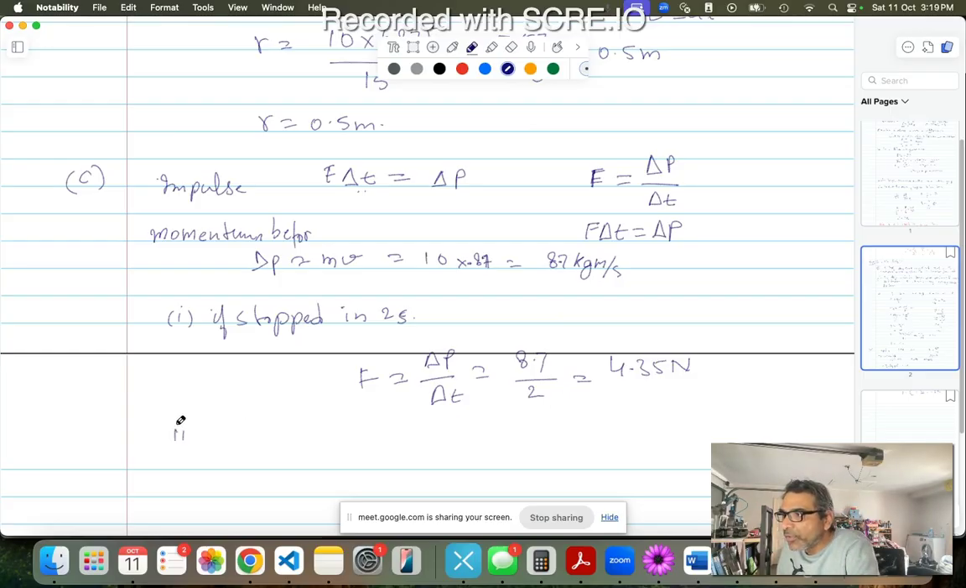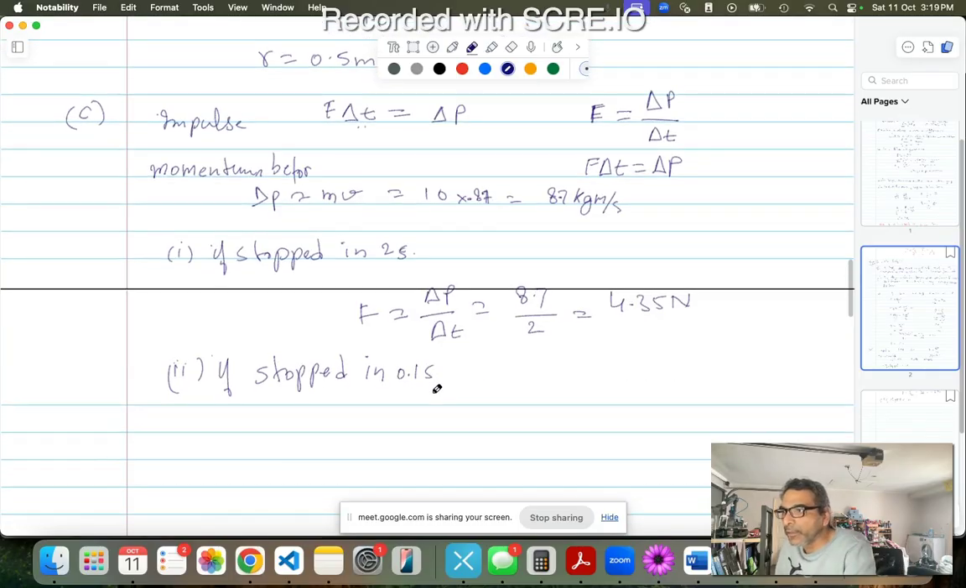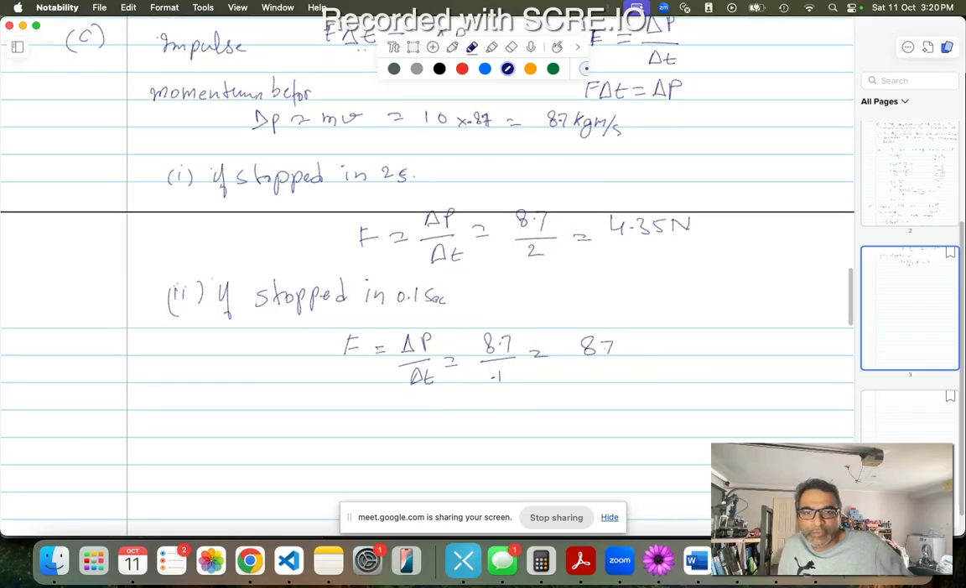Now, if it stopped in 0.1 second, what will happen? The time got changed this time. So delta P over delta T gives us 8.7 over 0.1, which is 87. Is it 87? Yeah, 87.